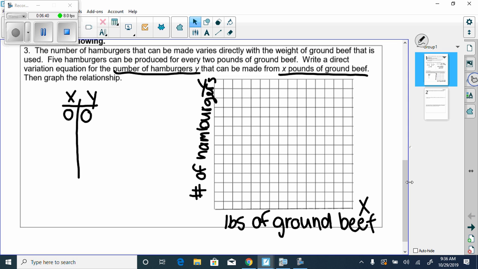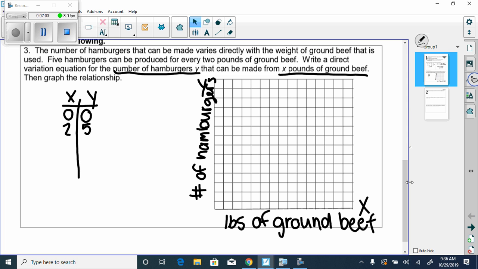Then it says 5 hamburgers can be produced with every 2 pounds of ground beef. So we have 5 burgers, 2 pounds. Which one is the x value, the 5 or 2? 2, because it's the pounds. Exactly. So there we go. We've already got 2 points right there.